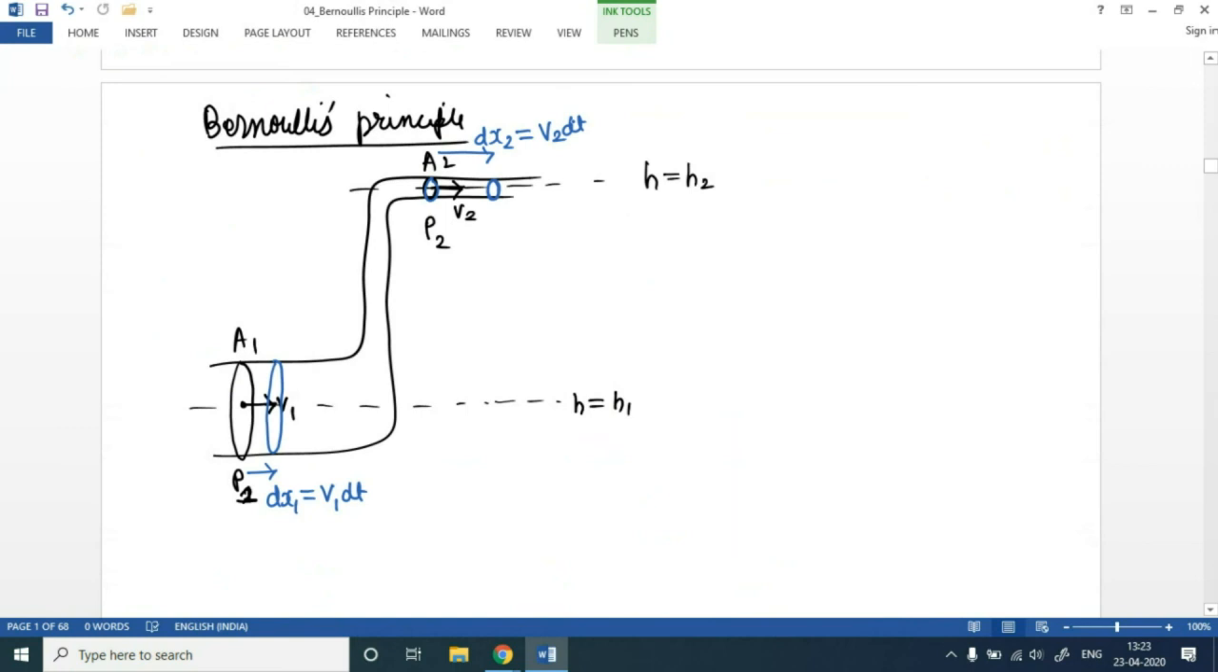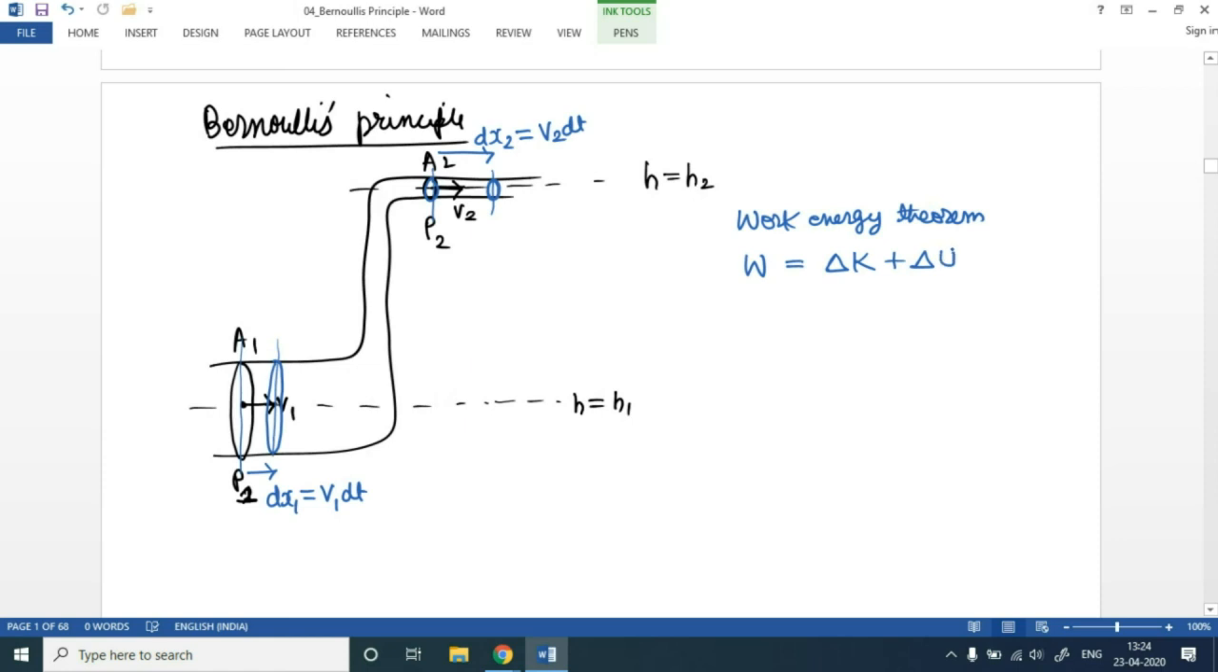Whatever liquid was enclosed between these two cross sections is now enclosed between these two cross sections, which has been indicated by the blue marks. So the conditions have changed over here. Can we apply the work energy theorem on that segment of liquid? Work energy theorem is basically work done is equal to change in kinetic energy plus change in potential energy, you can say.